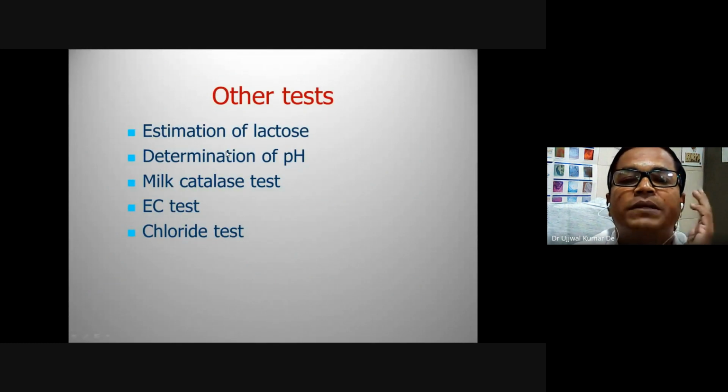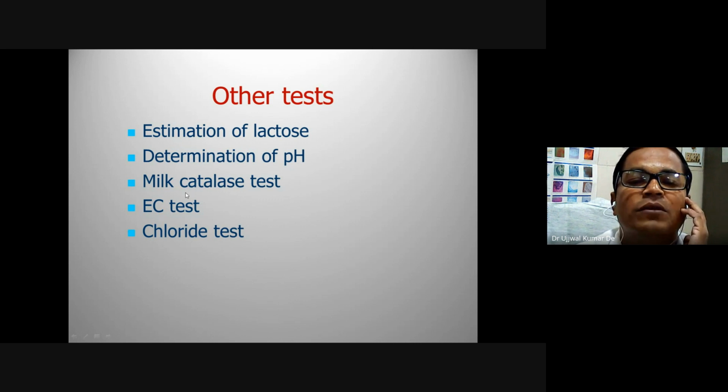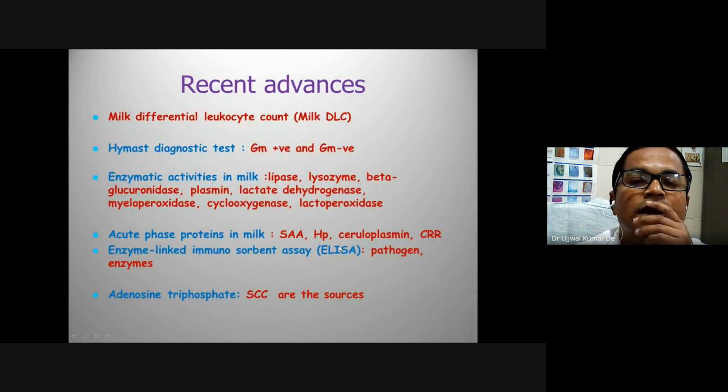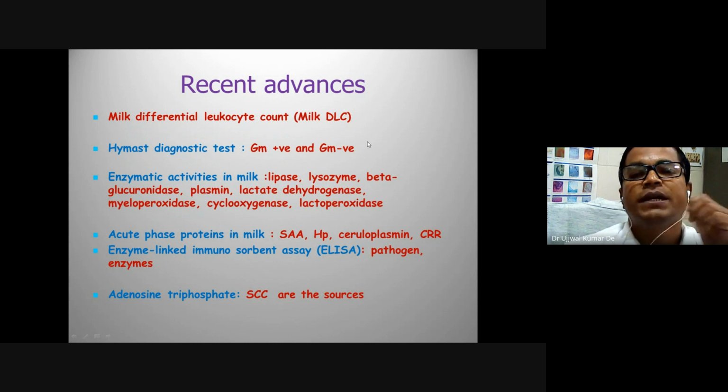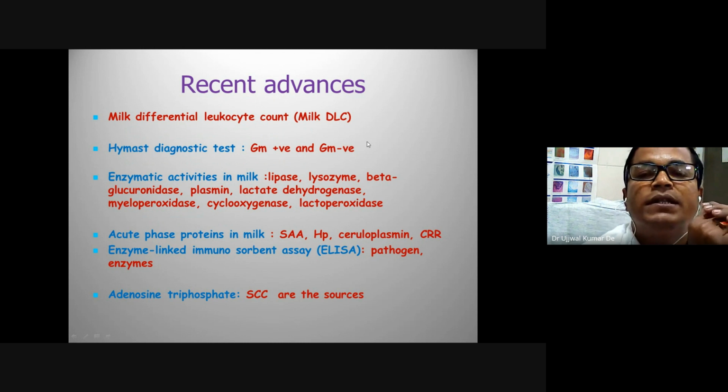Then other different tests are there: estimation of lactose, determination of pH, milk catalase test, electrical conductivity test, chloride test. Then you can do the milk differential leukocyte count. If you make a slide of the milk, you will get neutrophils or polymorphonuclear leukocytes. If you estimate the ratio of that in case of mastitis, then the neutrophil number will be high.